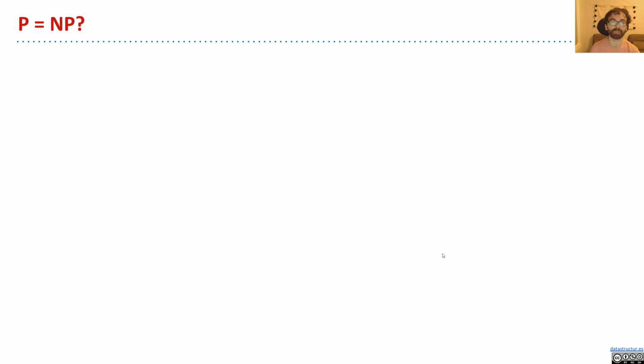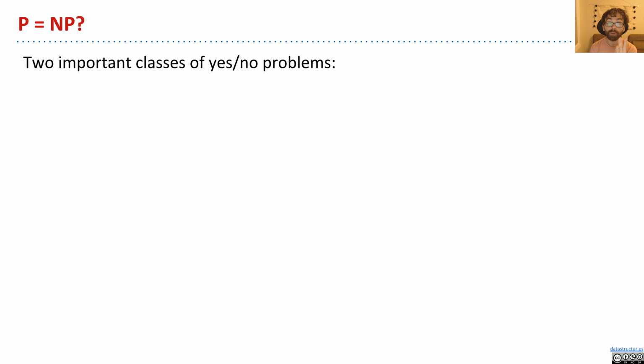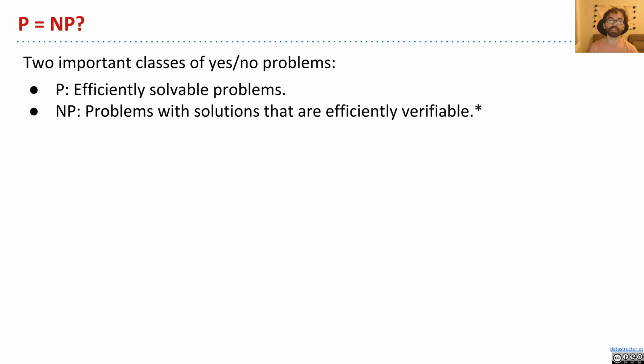So this brings us to P equals NP. There's two important classes of yes-no problems out there that I'm going to talk about now. One of them is P. These are efficiently solvable problems. And then there's NP. And these are problems who have solutions that are efficiently verifiable. So I'll give some examples.